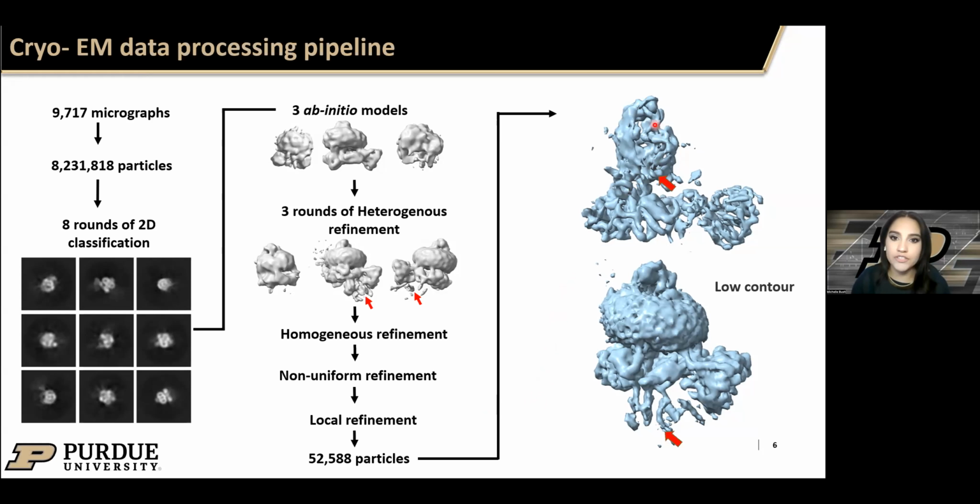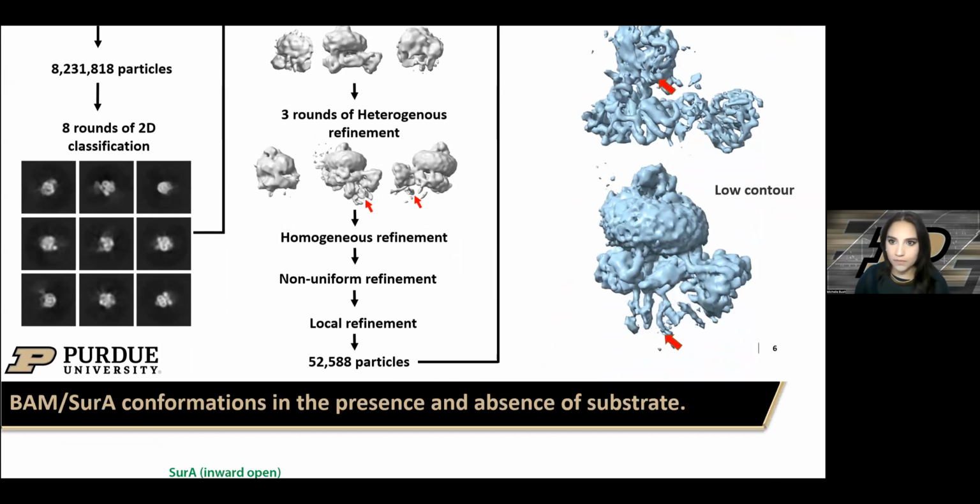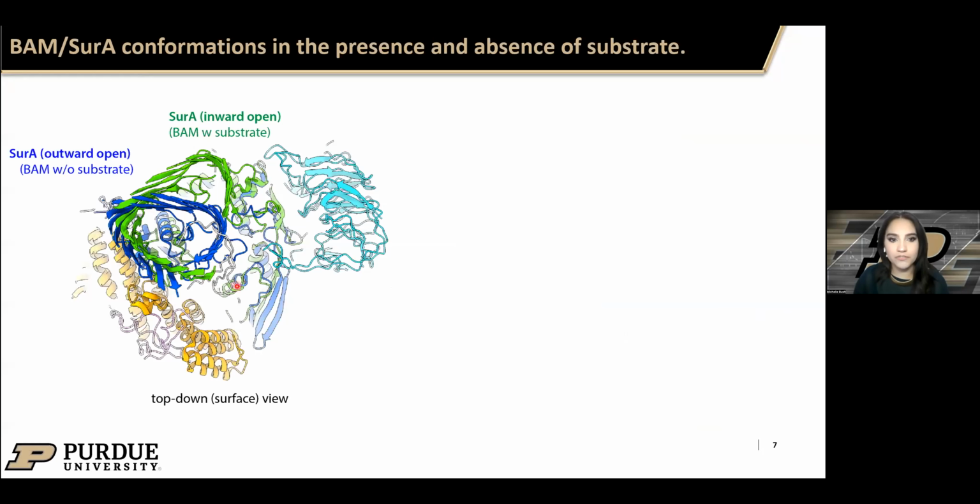We saw first that the barrel domain of BamA was in a very different conformation from our previous structure. And also, by increasing the contour of this structure that I have here, I was able to see extra density on the bottom of BamA, where I expect SurA to be present. And I saw 2 different conformations of this extra density, of which I'm showing only one here in this image. So how does the model look? This is a top-down surface view, like if you're looking into the barrel of BamA.